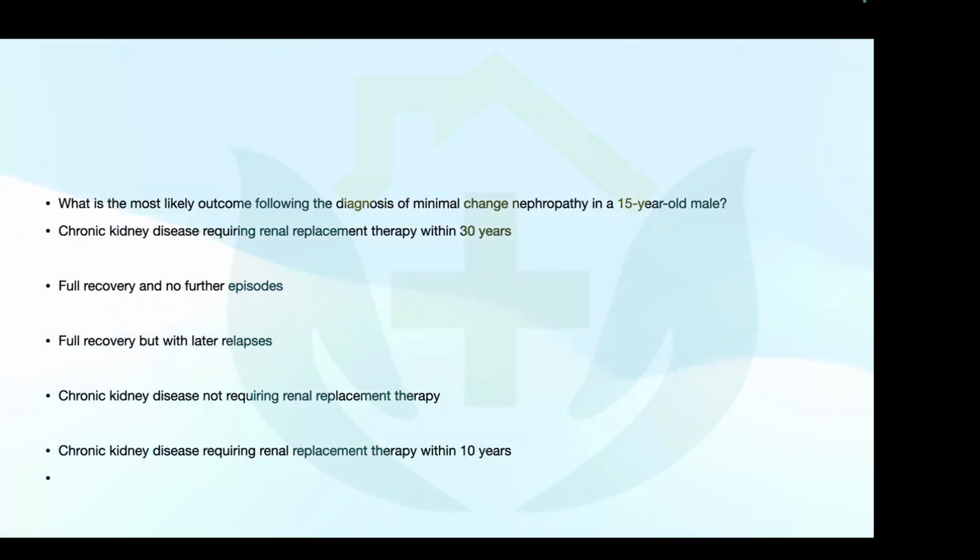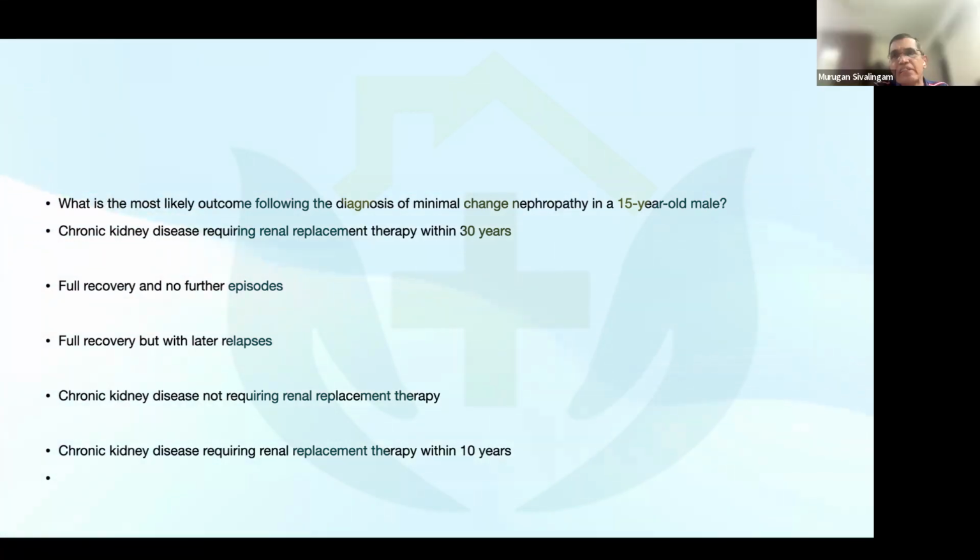Steroids. Yeah, that's right. Steroids are first line, and generally you would see a response within 1 or 2 weeks in most patients. Adults can take a little bit longer. So typically they don't develop end-stage renal failure requiring dialysis or worsening kidney function.